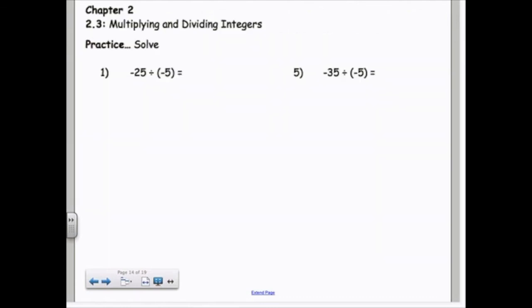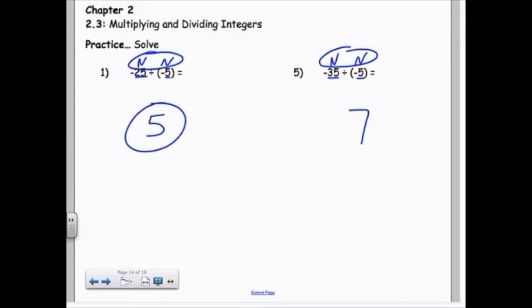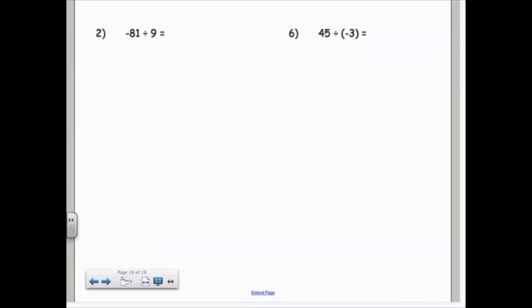So I recommend pausing and trying these two on your own, and then unpause and see if you got the answer correct. -25 divided by -5. 25 divided by 5 is 5. And because signs are the same, my answer is positive. So it's +5. Example 5. We have a negative divided by a negative. First, let's do 35 divided by 5. And that's 7. Because signs are the same, my answer is +7.